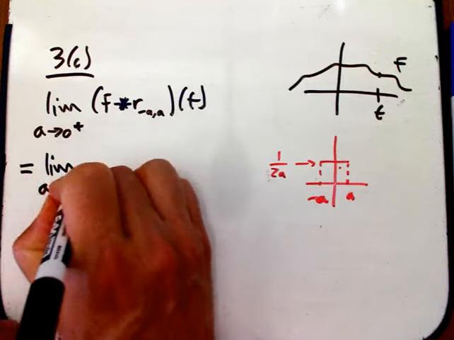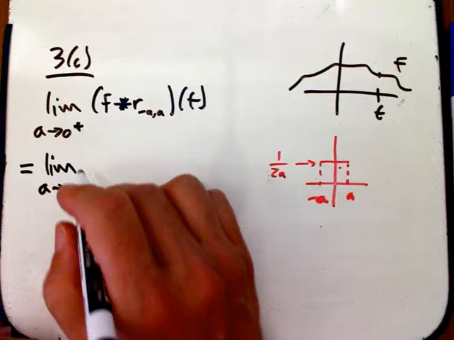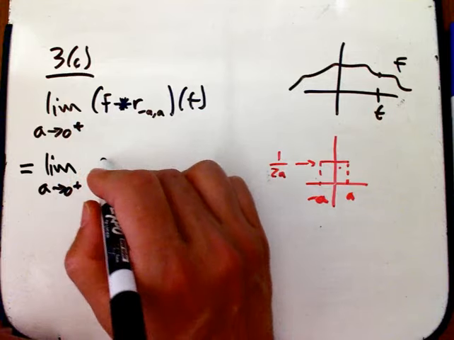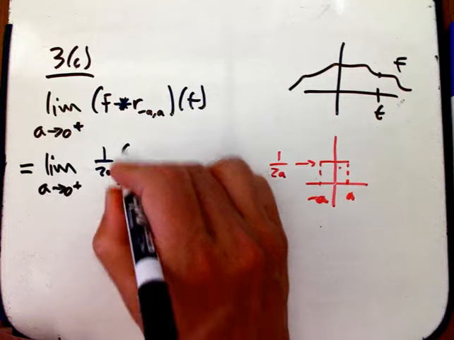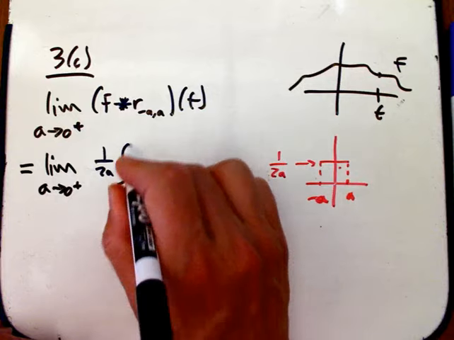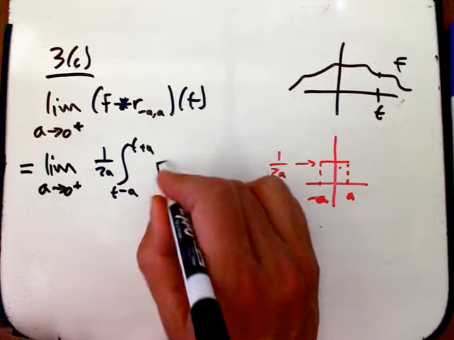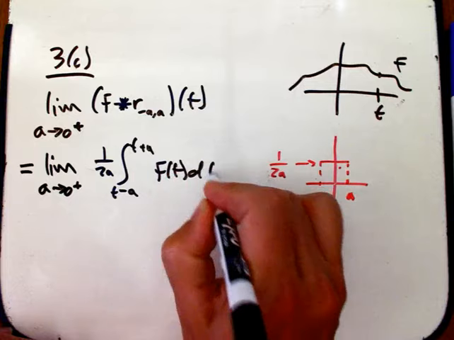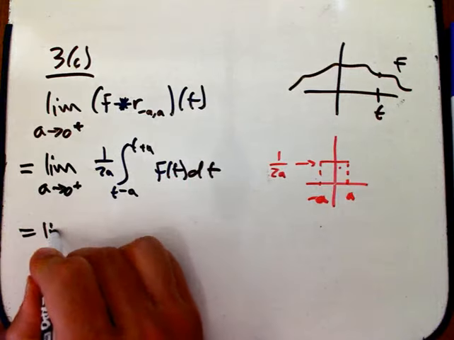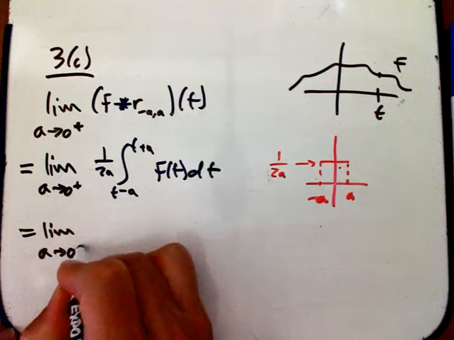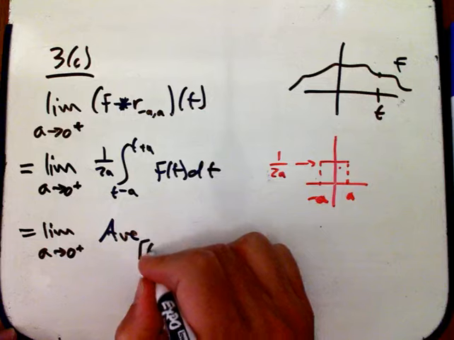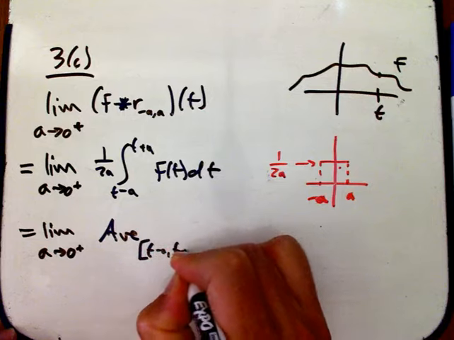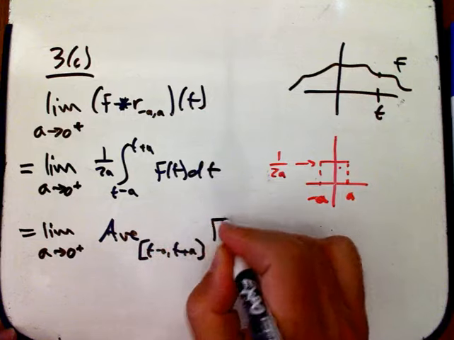This is one of the first places we'll actually try to be really quite rigorous. So this is, of course, the integral from t minus a to t plus a of f. We've seen that already. It's a previous result. Or in other words, it's the limit of those averages. Let's denote it as the average from t minus a to t plus a of f.